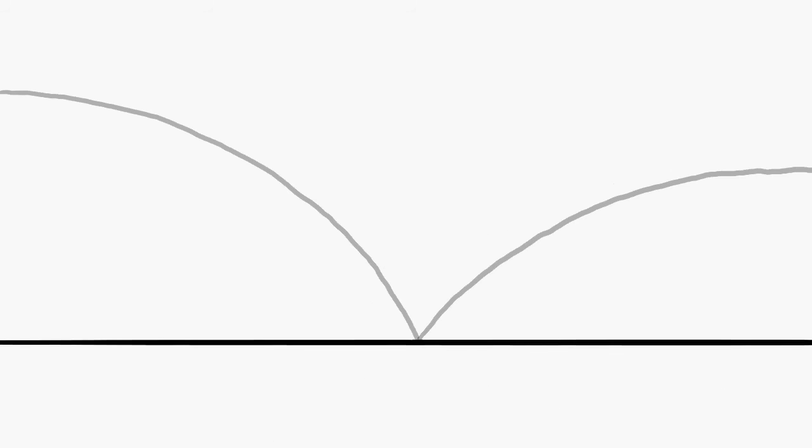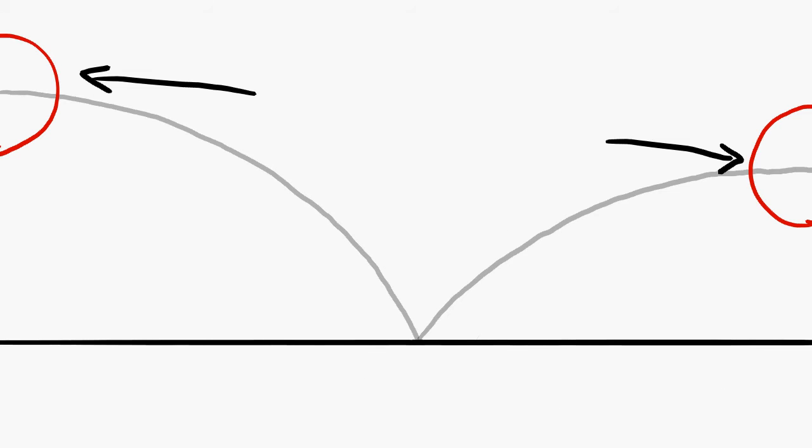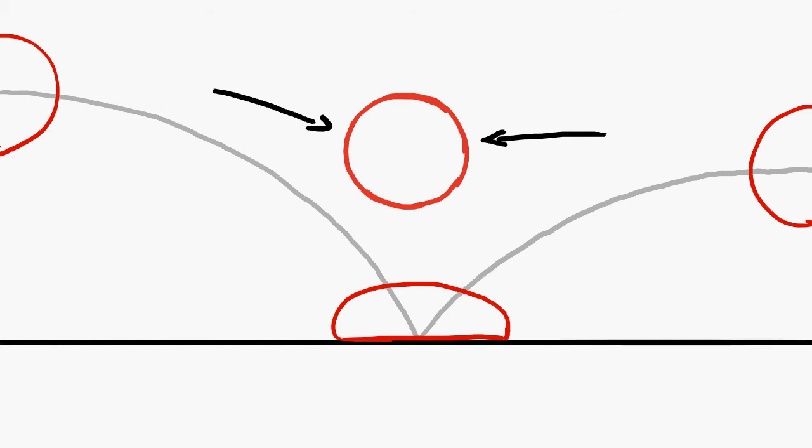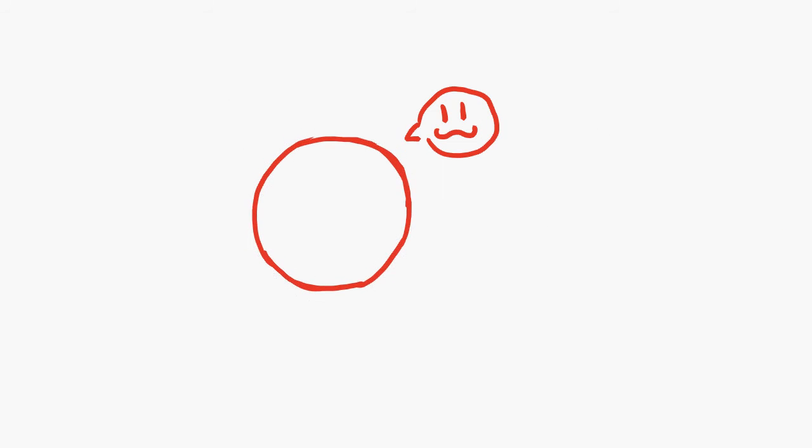Okay, so for the ball bouncing, you're going to want a keyframe at the peak of each arc for the bounce, as well as where the ball touches the ground. For the two keyframes that are at the peak of each arc, the ball is going to be pretty much perfectly circular because there's not a lot of force going on with the ball at the moment, and it's pretty much just floating there for a brief moment before it comes crashing back down to the earth.